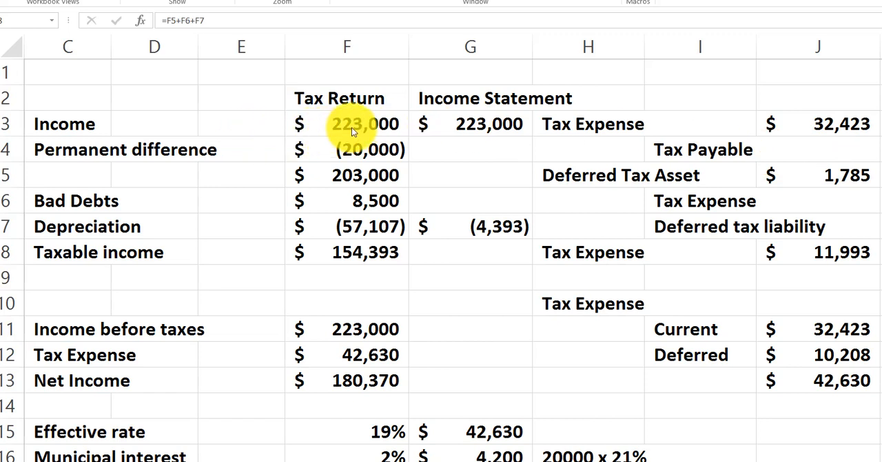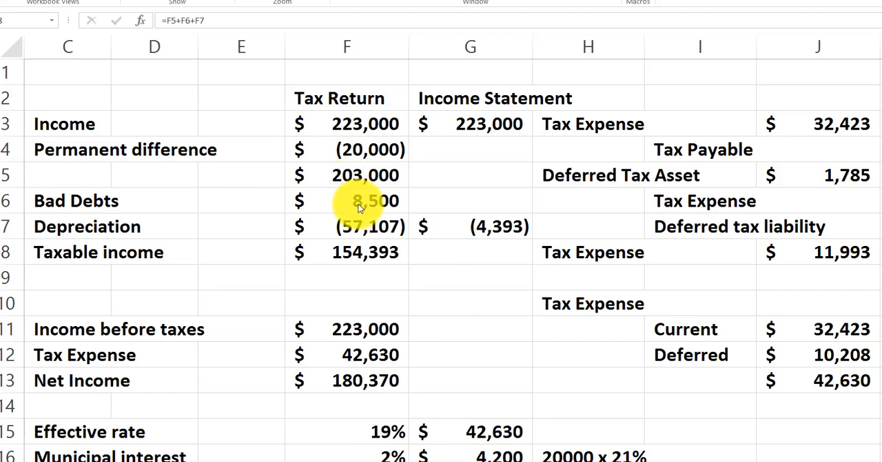So after a year, our income is $223,000 on the income statement. That's income before taxes. So we take that, we stop there, we don't know what tax expense is until we do the tax return. So we go to the tax return, we find that there's one permanent difference, $20,000 of municipal interest. That gets subtracted out because it's not taxable.